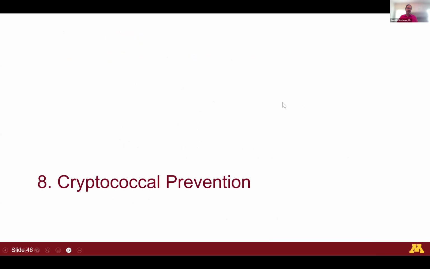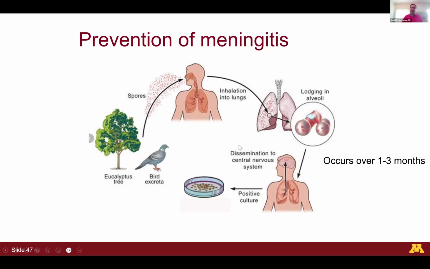So what about prevention? Preventing disease, it's always easier to prevent disease than treating it once it's there. And so we showed this diagram before. This step of early dissemination really occurs over 1 to 3 months. So this occurs over quite a bit of time, and you can block this step and prevent progression.